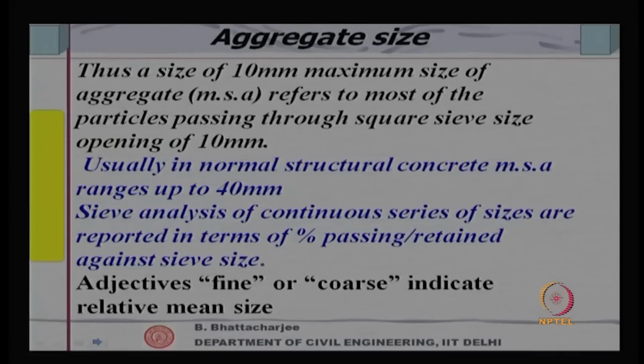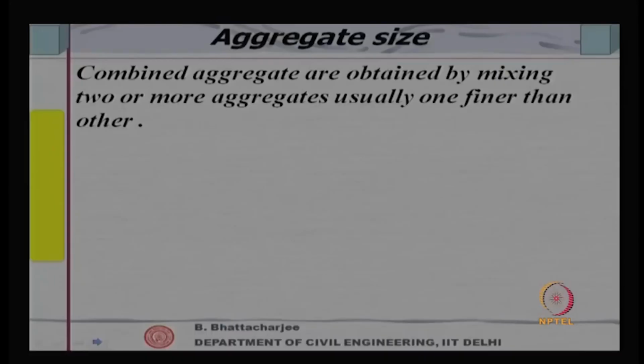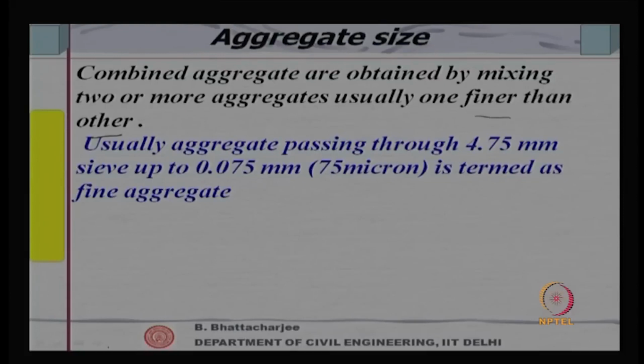Adjectives such as fine or coarse aggregate indicate relative mean size. Fine aggregate has a smaller relative mean size. Combined aggregate is obtained by mixing two or more aggregates, usually one finer than the other. So, for example, fine aggregate and coarse aggregate both are mixed together, and we get combined aggregate, obtained by mixing in definite proportion, usually one fine, one coarse.